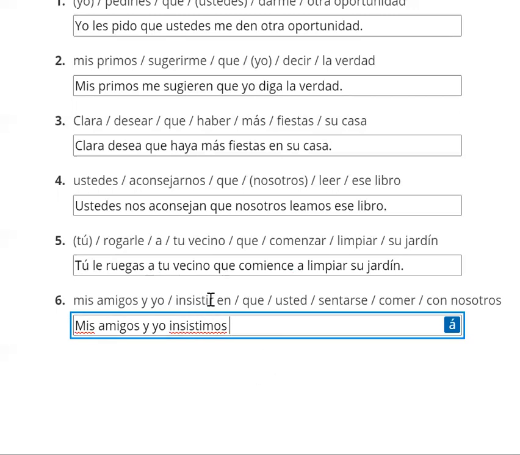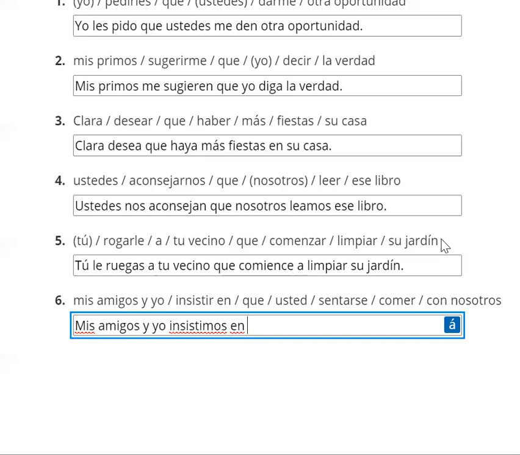IR verbs. Remember, IR verbs in the present tense are a little bit different. Insistimos en, and that N is always attached to that insistir. Then we might say this: my friends and I insist that you sit down to eat with us. So we insist that you eat with us. You see how the N is in there though? You might say this, let's see how it sounds: my friends and I insist on you sitting with us, sitting to eat with us. I guess that sounds okay too, but in Spanish you're going to need that N in there with this conjugation.